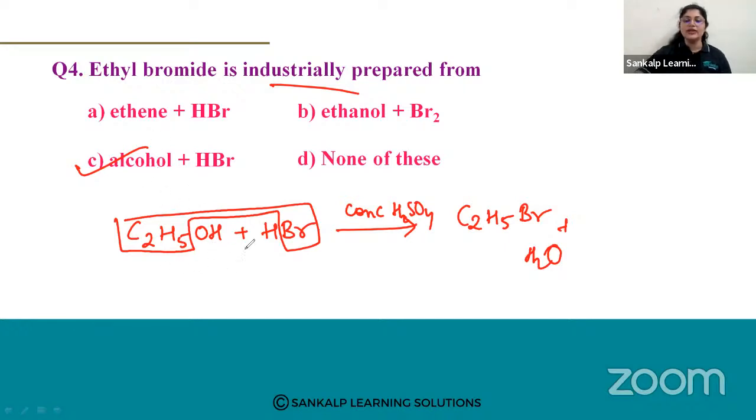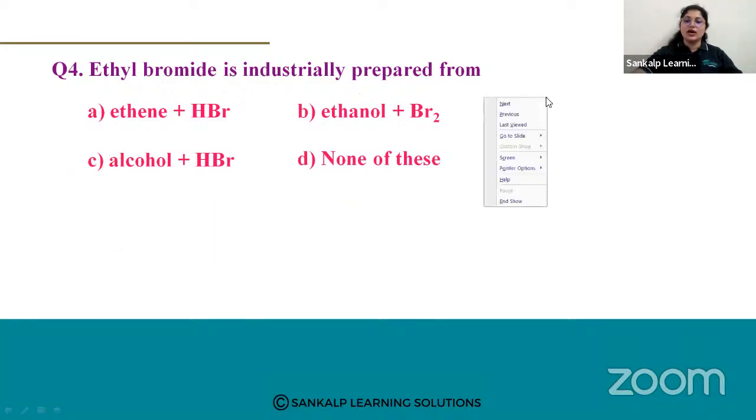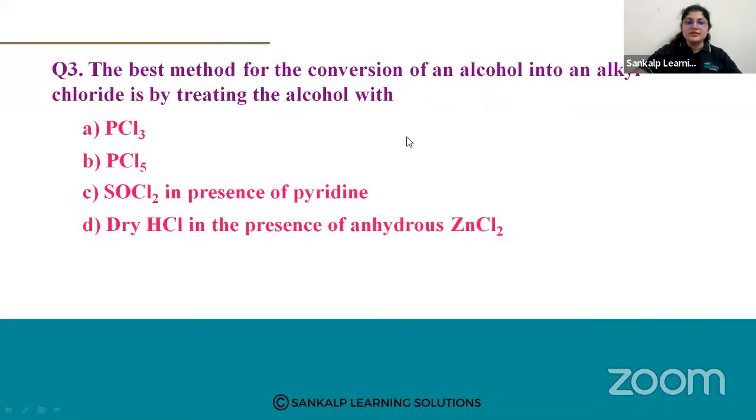Ethyl alcohol is treated with hydrogen bromide in the presence of concentrated H2SO4, right? So you get ethyl bromide and water. So this is the reaction. So C is the answer. Next.